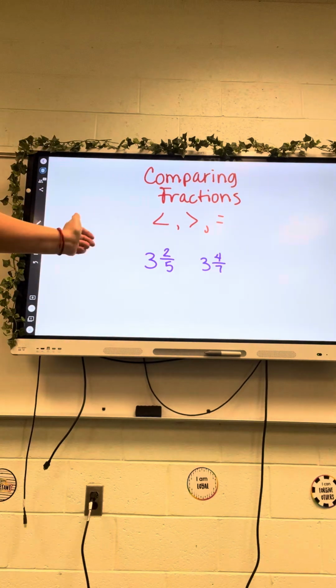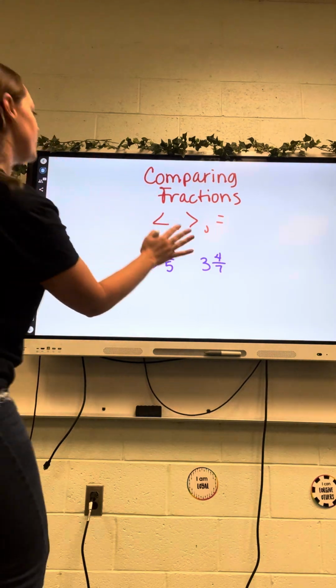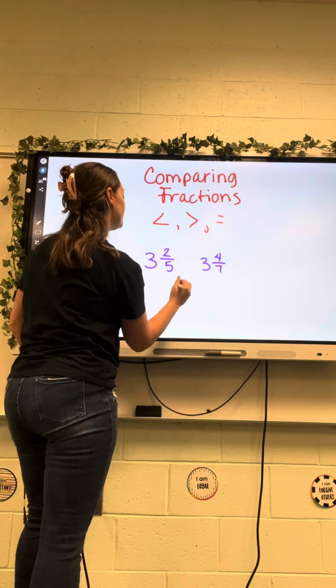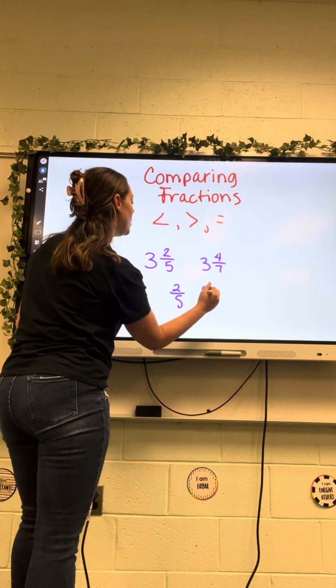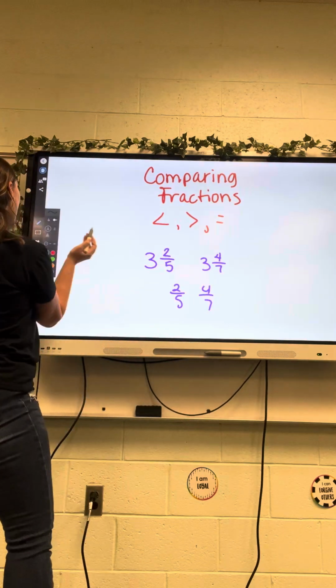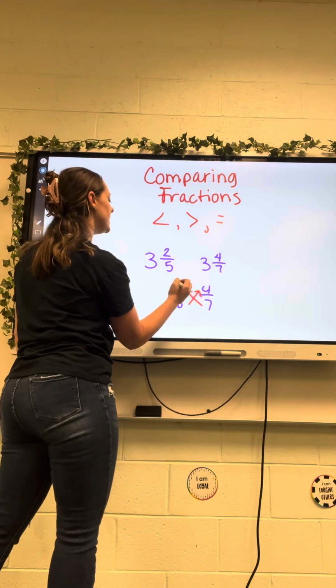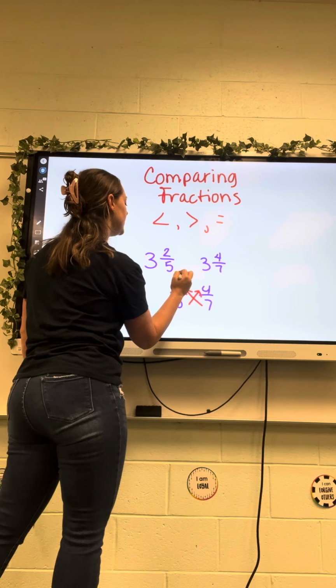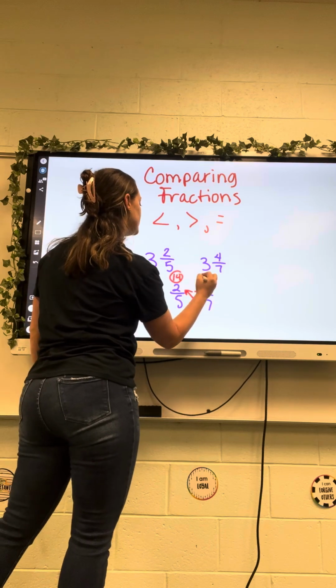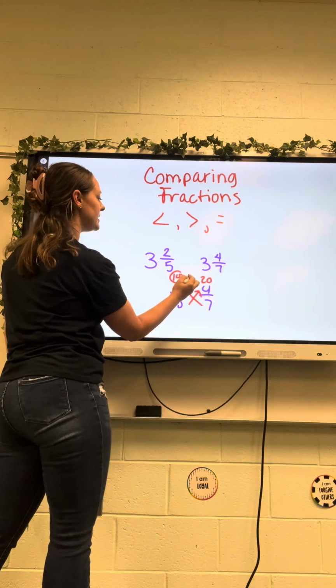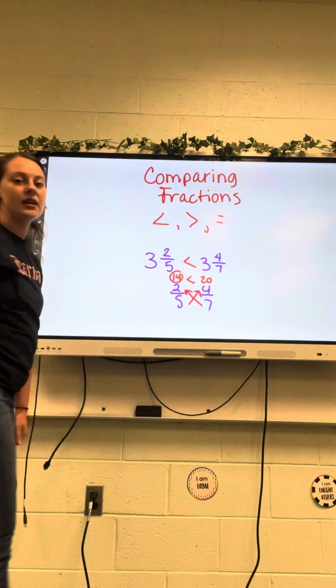We have the 3 and the 3. They're equal, so forget about the 3. We are just focusing on the fraction at this point, because the whole numbers are the same. If they weren't the same, it'd be obvious which one was bigger. So here we go. 7 times 2 is 14, and 5 times 4 is 20. Therefore, 14 is less than 20, so then it would be less than.